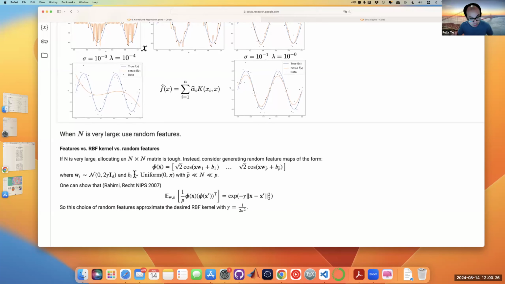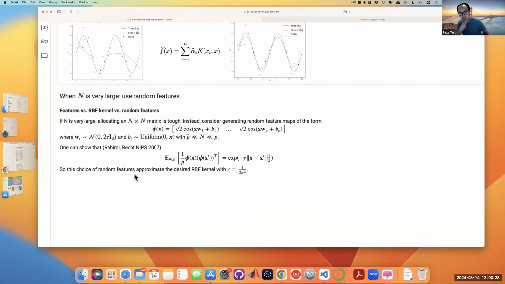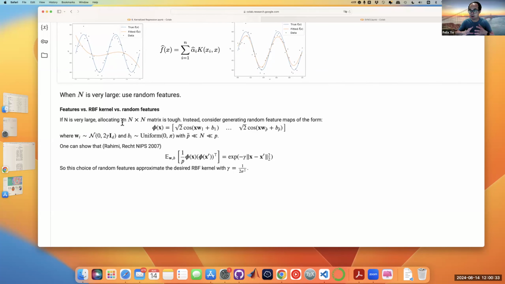The last thing I want to talk about, which is very close to the homework problems, is when the n is very, very large. In this case it is 60,000, the MNIST data set. In fact, we're using something that is slightly different. If n is very large, even allocating an n by n matrix will be tough. A 60,000 by 60,000 matrix is way too expensive to calculate.